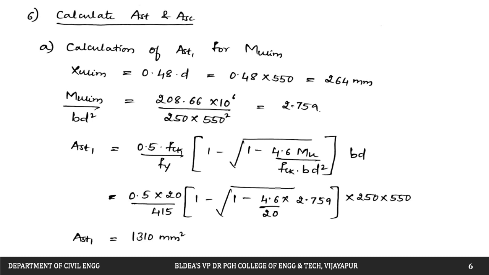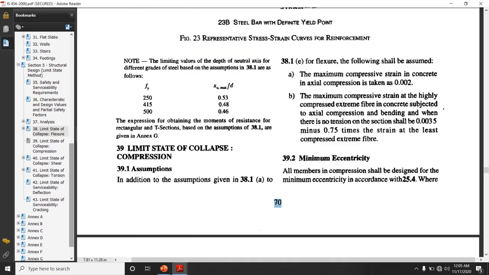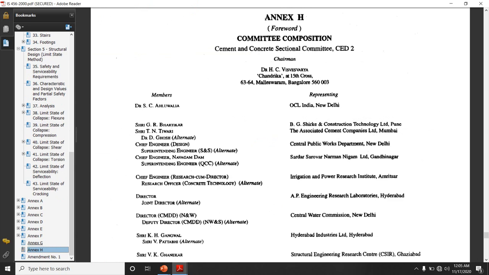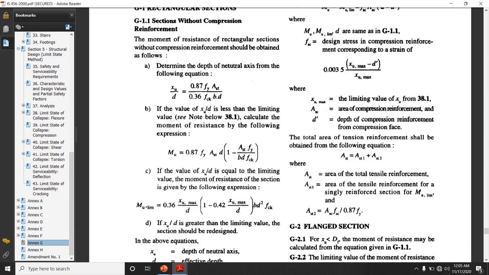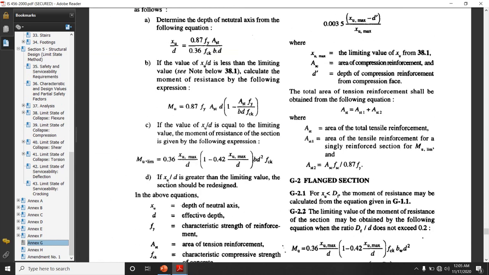So now if you want to design it as a doubly reinforced section, we have to provide the compression steel as well as the tension steel, that is AST and ASC. So first let us calculate the area of tension reinforcement. This we have also already covered in previous problems, in the analysis of doubly reinforced beam. So once again let me revise.